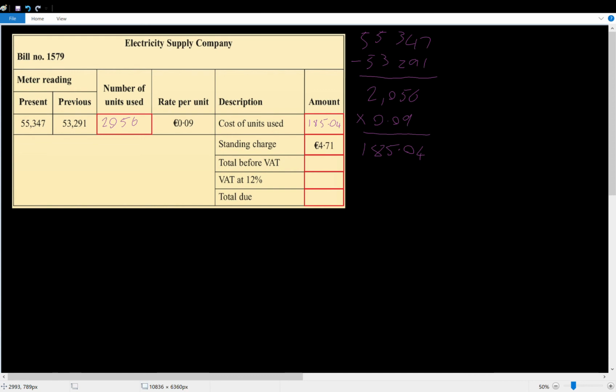Okay. Now we get to our standing charge. Our standing charge is a charge that is applied to our bill regardless of how many units we used of either electricity or gas or whatever. It is a flat rate charge. It's not going to be dependent upon the amount that we used of the goods or service. So what we're going to do is add our 4.71 onto our 185.04. And when we do that, we get 189.75. So 189.75. And we can fill that in here.